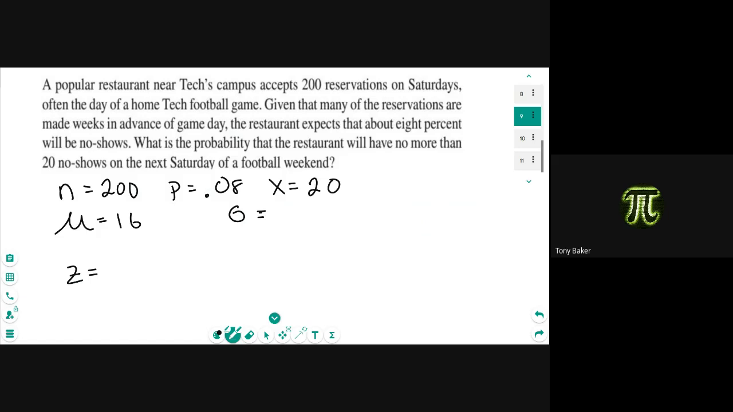What was the number we just got? 3.84, rounded. Because I did 80%. Yes, that makes a difference. This is 8%, not 80%, so it's 0.08, not 0.8. If 80% of people don't show up, that's probably going to be a problem.